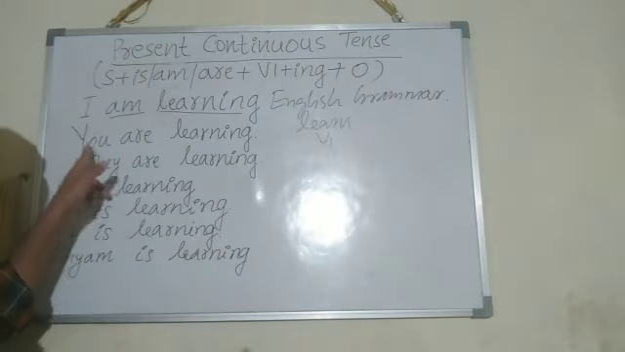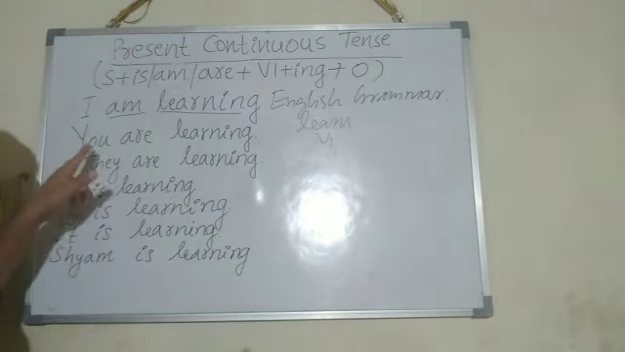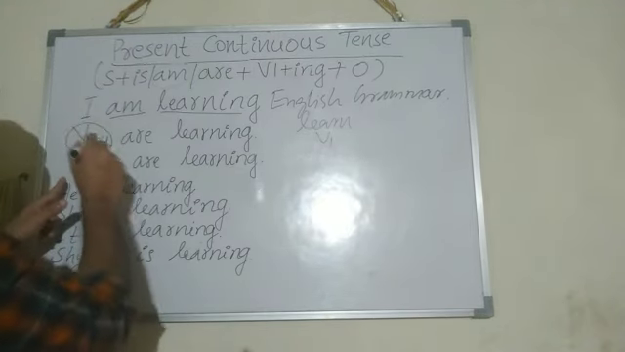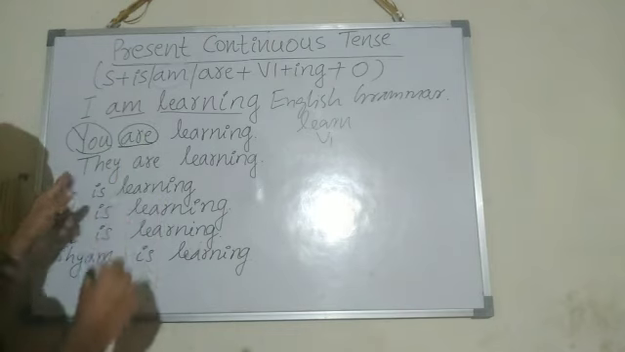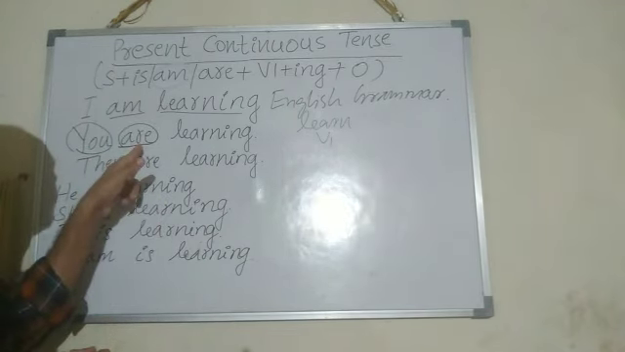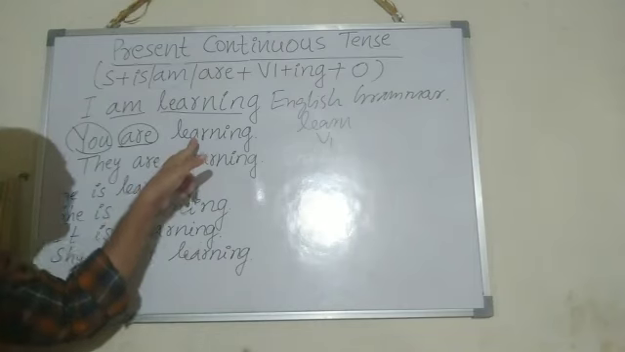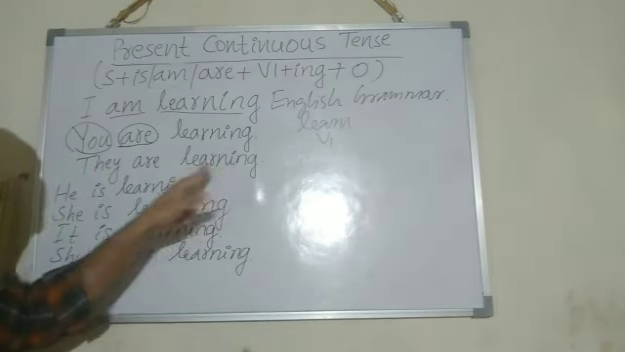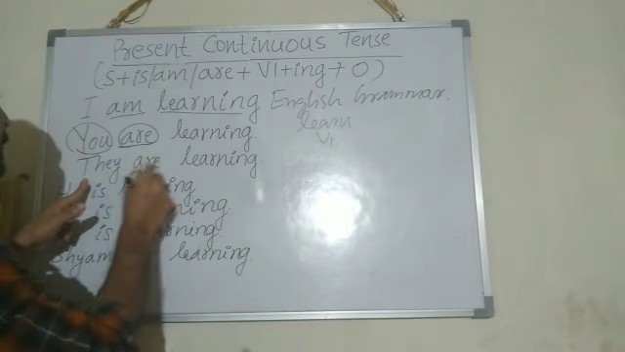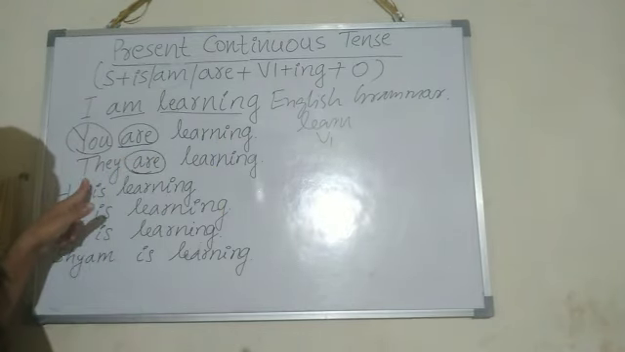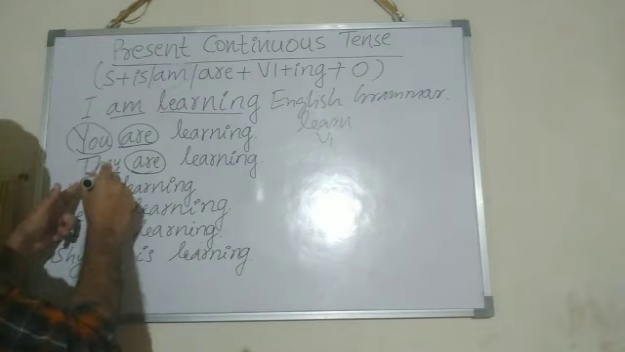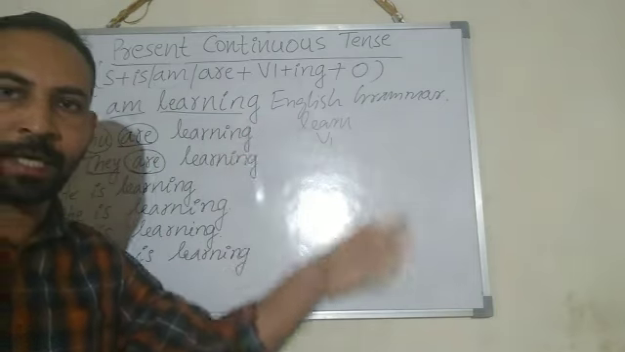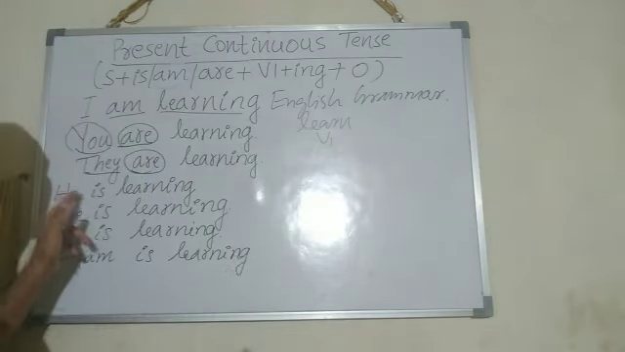So if you want to add an object, you can add it here. Next, you are learning. You is a plural subject. That's why we have to use a plural verb here, right? So next, learn plus ing. You are learning. They are learning. So why did I use are? Because they is the subject, that is plural. We are learning.